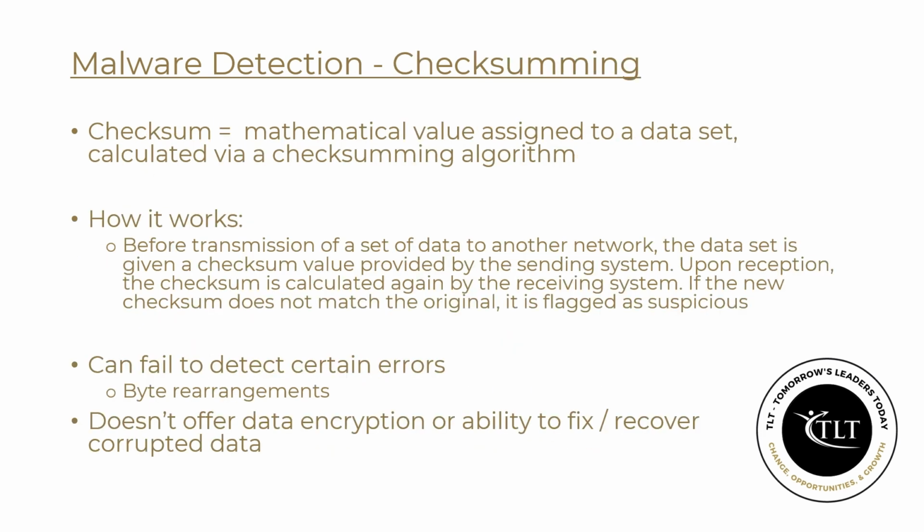The checksumming method uses signature-based ideology to verify authenticity of data and data transmission. A checksum is a mathematical value assigned to a set of data by using an established checksumming algorithm. Prior to data transmission, the sending network will assign a checksum to the set of data being transmitted. Upon reception, the receiving network will again calculate the checksum and compare the newly calculated value to the original. If the value does not match, the data is flagged as potentially malicious.